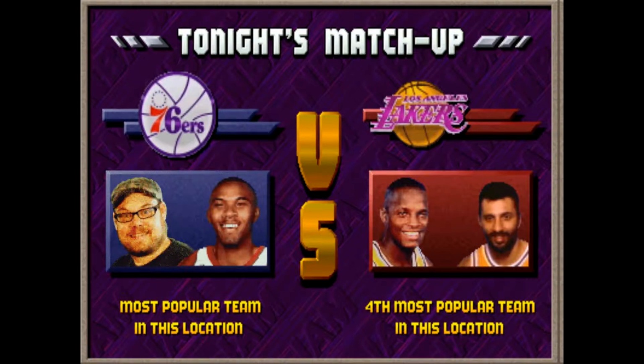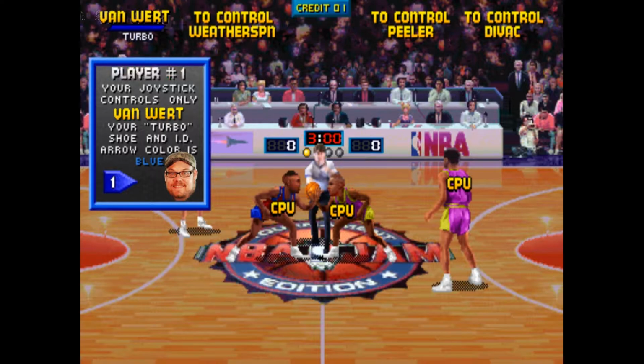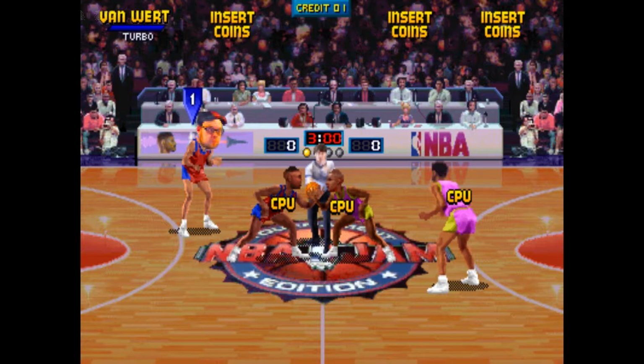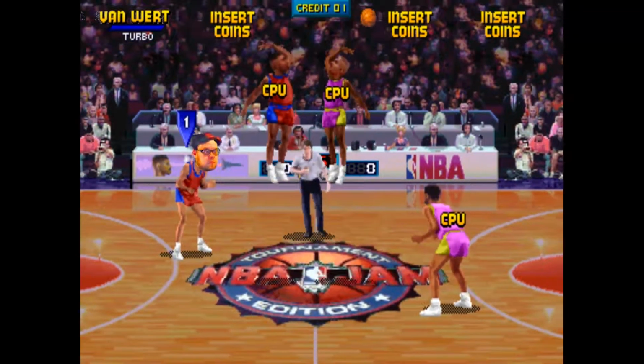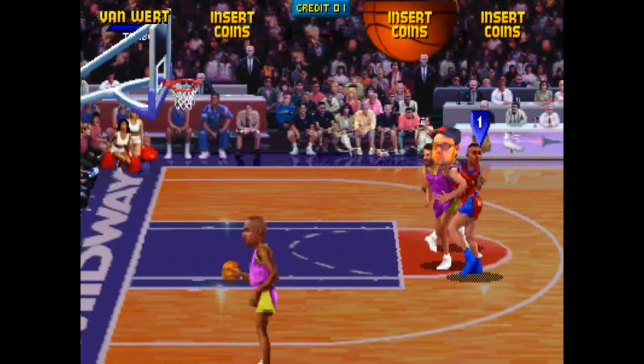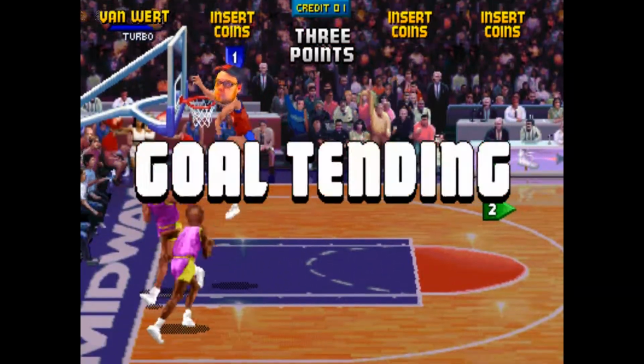Tonight's matchup, Sixers versus Lakers. Here's the tip. Turnover. Net.